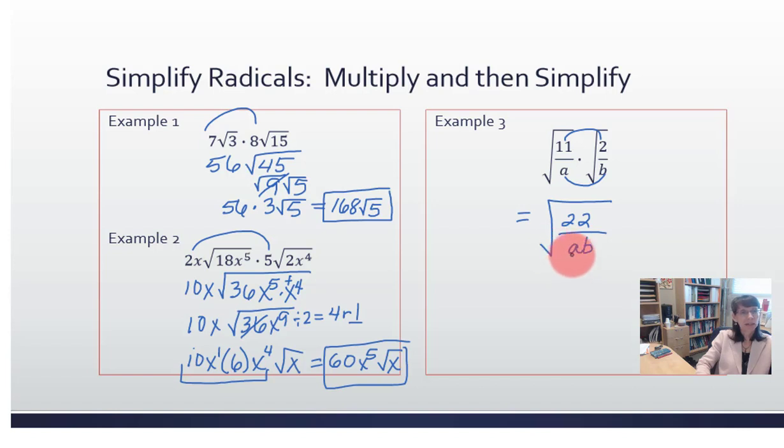In the denominator, a is not squared and it has no exponent that's a multiple of 2. B is not squared, it doesn't have any exponent that's a multiple of 2. So we have already simplified the problem by simply multiplying numerators to get square root of 22 over AB.